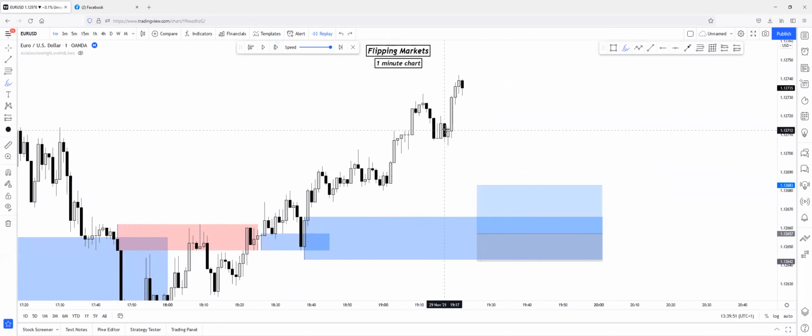But you actually can't open a position on this demand zone. As you can see, price formed this demand zone here, but this demand zone is part of the liquidity. Can you see how many equal bottoms are here? So you can't really open a position on this demand zone. You will want to wait for a liquidity sweep.